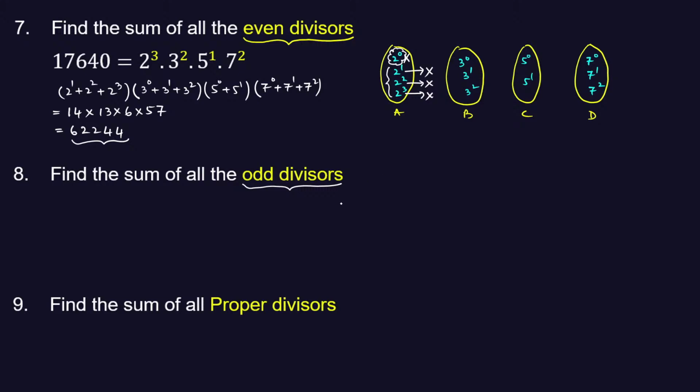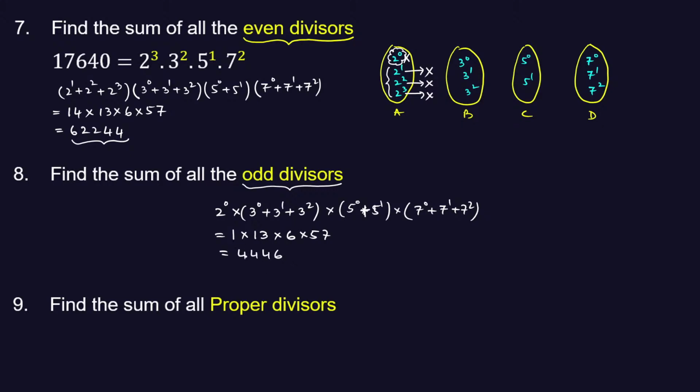Therefore, the sum of all those odd divisors will be 2 to the power 0, into 3 to the power 0 plus 3 to the power 1 plus 3 square, into 5 to the power 0 plus 5 to the power 1, into 7 to the power 0 plus 7 to the power 1 plus 7 square. So it gives us 1 into 13, this is coming like 6, and this is 57. So our answer is 4446.